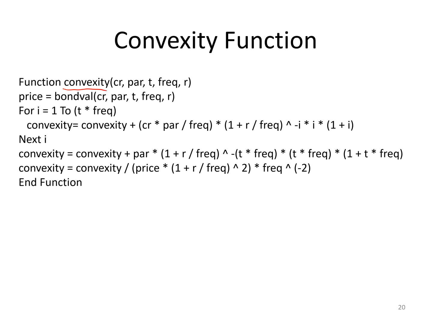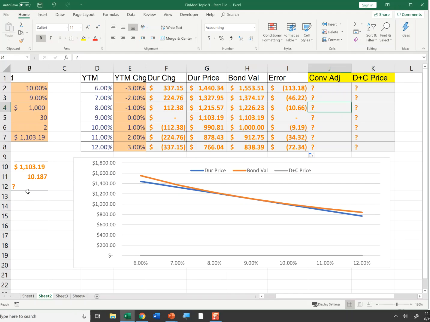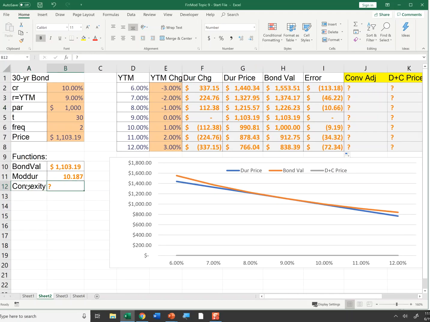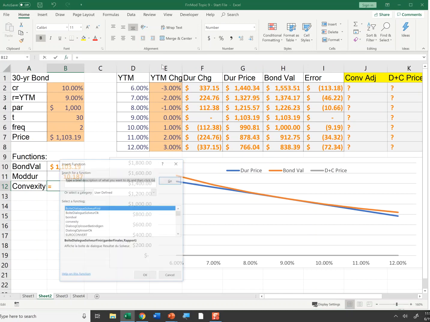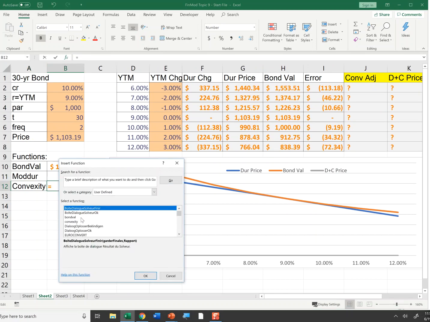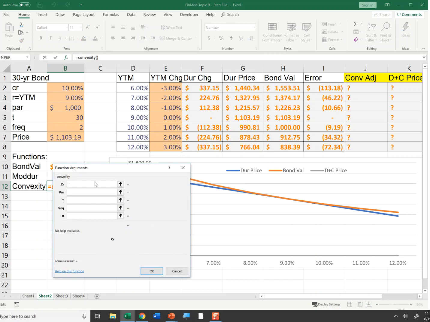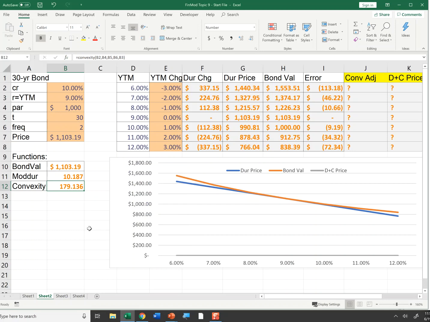So let's go ahead and calculate the convexity of this bond. I'm going to come over here and find the convexity of this 30-year bond. I'm going to do user defined, find my convexity function, type in the coupon, the par, the maturity, the frequency, and the interest rate, the discount rate. This bond has a convexity of 179 units. That's a measure of this curvature.